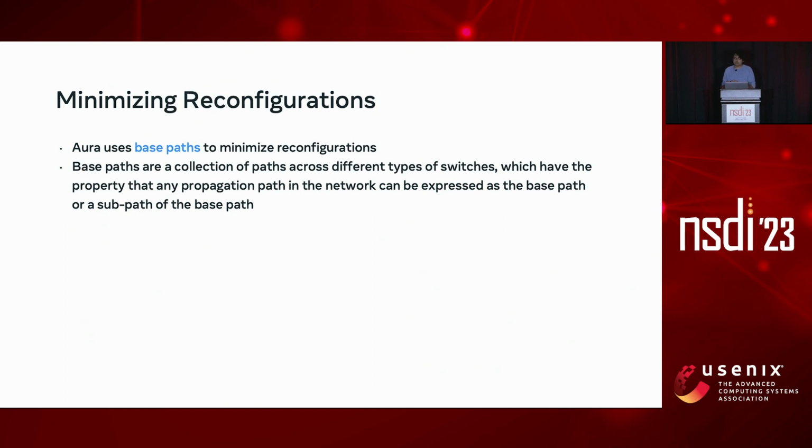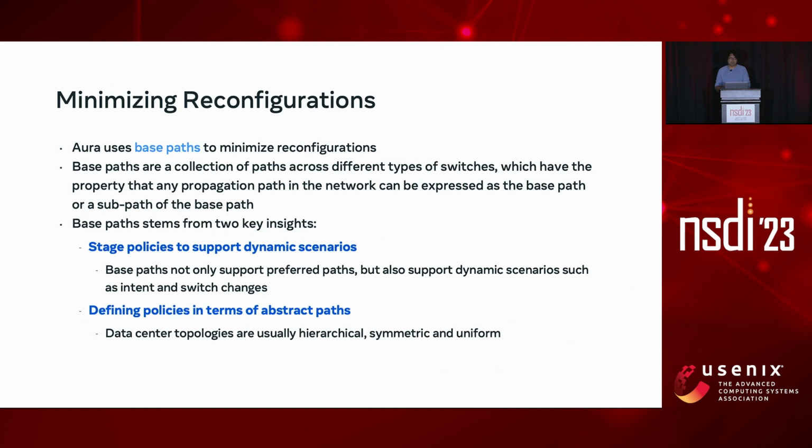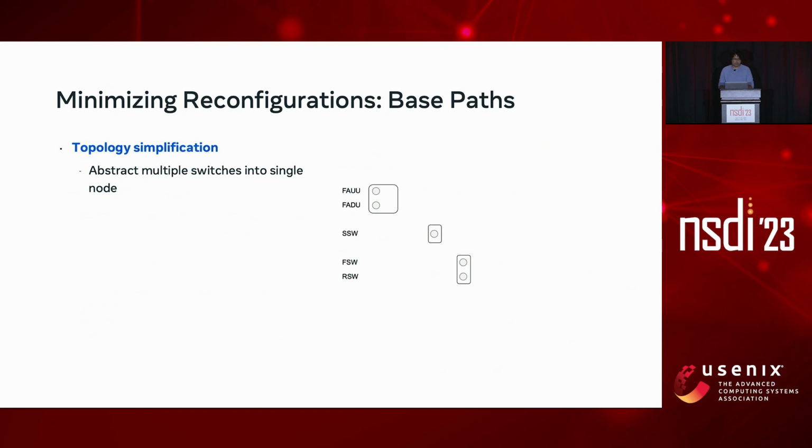So let's look into how Aura deals with minimizing reconfigurations via base paths. Base paths can be defined as a collection of paths. Base paths have the property that any propagation path in the network can be expressed as a base path or a subpath of a base path. Our idea of base paths stems from two key insights. The first one is that base paths can not only support the preferred path, but can also support dynamic scenarios such as link failures. This is only made possible because of the structure of the data center topology, which is usually hierarchical, symmetric, and uniform. So let's look into how Aura generates the base paths.